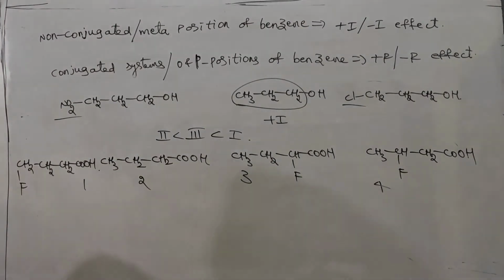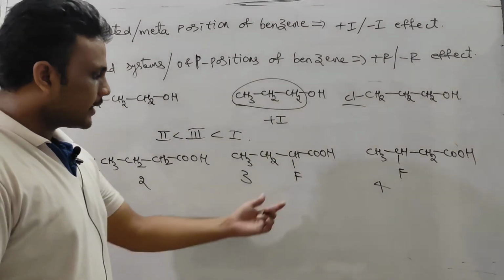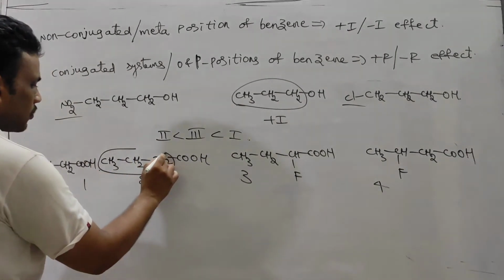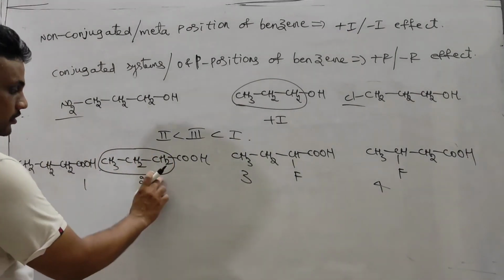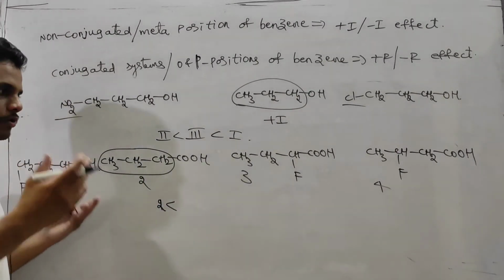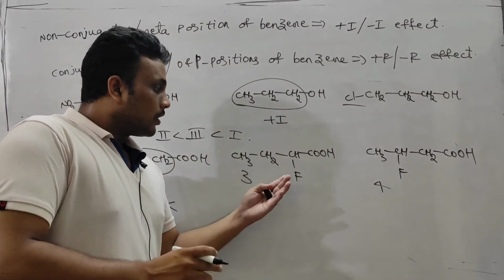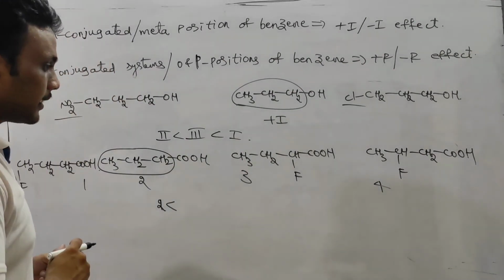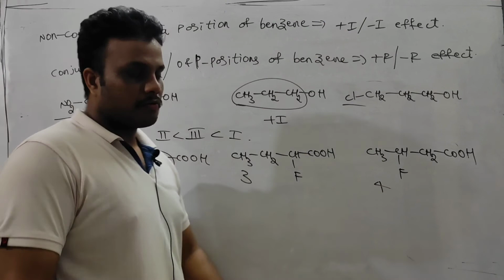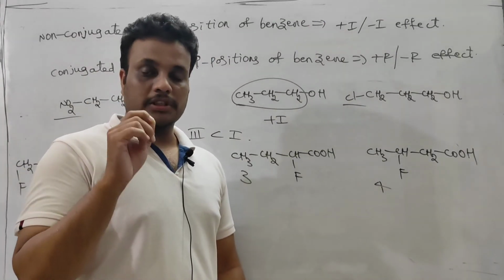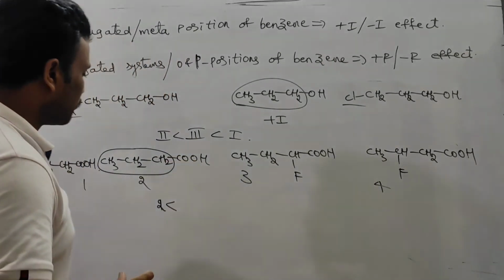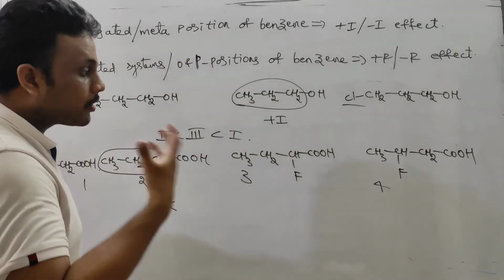You see, in this one an electron withdrawing group is there, but this one is an electron donating group, plus I effect is there. So it should be the least acidic, because donating groups decrease the acidic strength, and withdrawing groups increase the acidic strength. Where is the more withdrawing power? Actually in 1, 3 and 4 fluorine is there, so the same electron withdrawing effect is there. But you see carefully, where is more withdrawing effect?